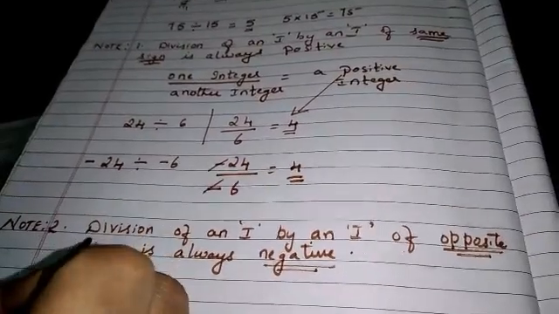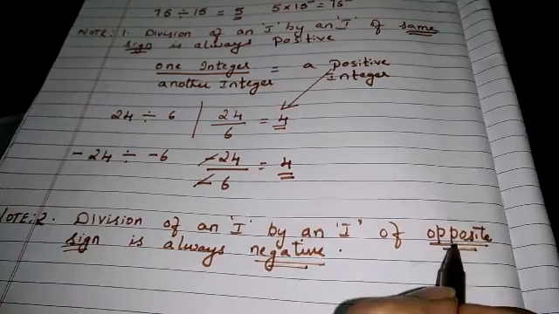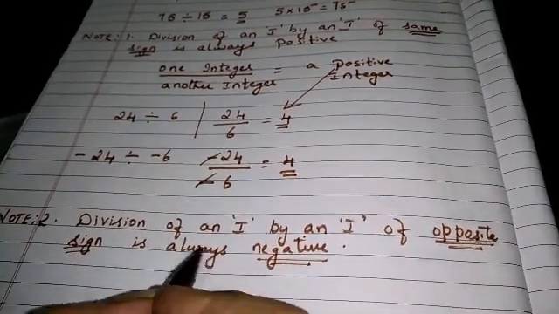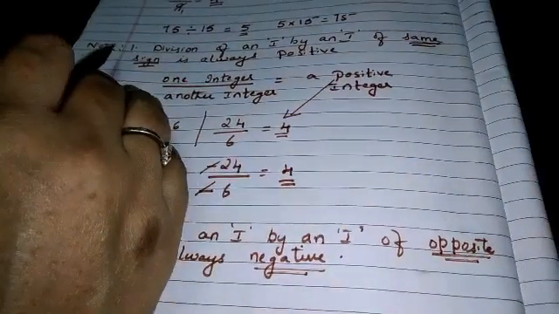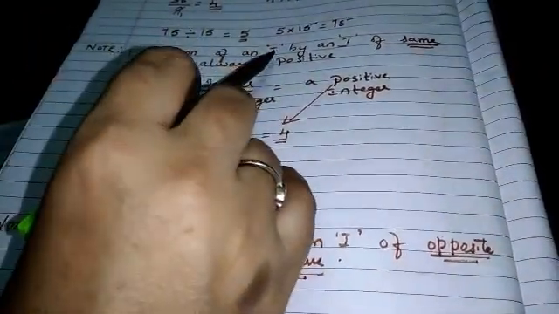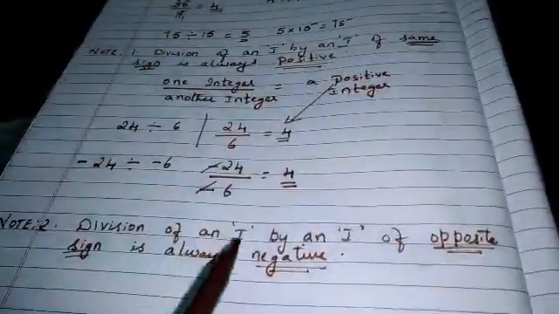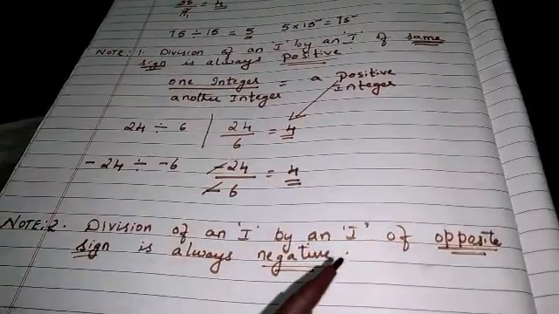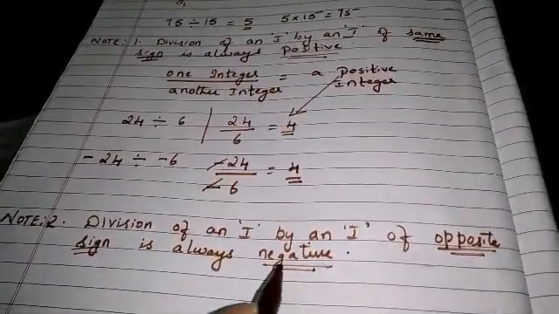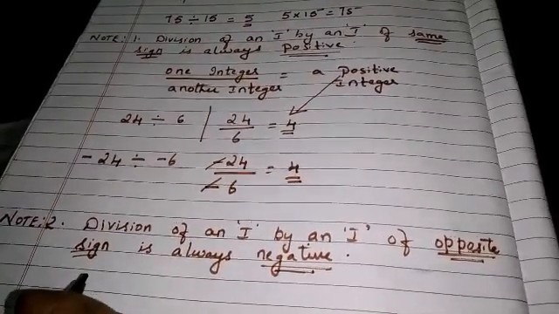The note number 2 says division of an integer by an integer of opposite sign is always negative. What did we learn in the note number 1? We learned that division of an integer by another integer of the same sign gives us a positive result. But here, if we have one integer which is positive and another integer which is negative, the result is always negative. Let me show this to you by using an example.